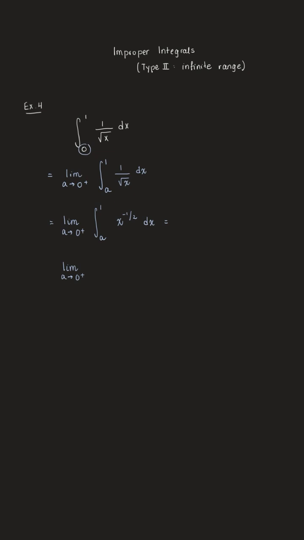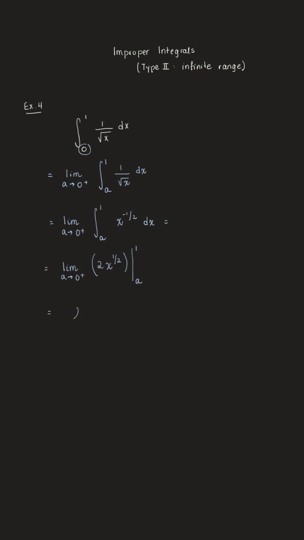So here we can apply the power rule, add 1 to the exponent, and divide by the new exponent. So that's going to give us x to the negative a half plus 1 is positive a half. And when we divide by a half, that's the same thing as multiplying by 2. And using the fundamental theorem of calculus, we have to evaluate this from a to 1.